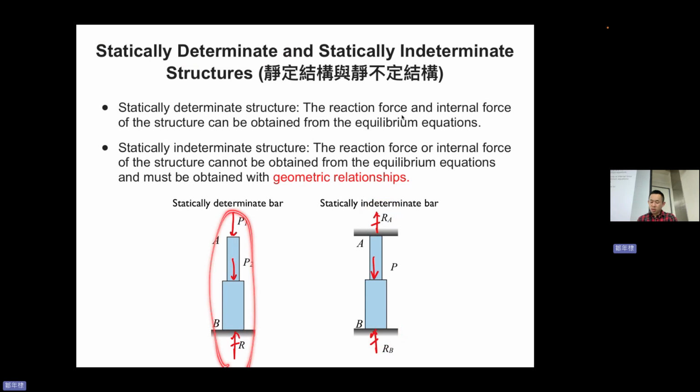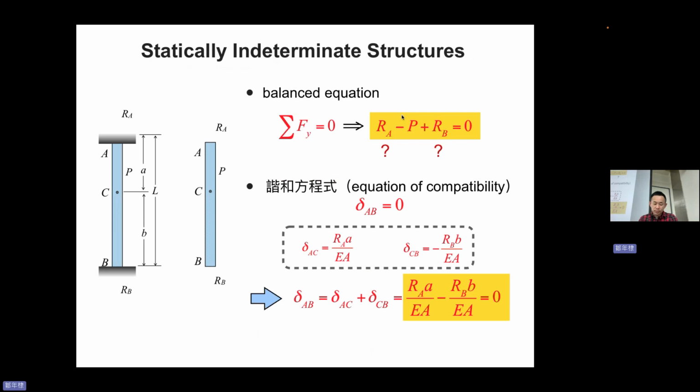Force equations can help you obtain one unknown, but now you cannot. How can we do that? As we said, when God closes the door for you, he opens a window for you. So we need to use the geometrical relationship. I will tell you later. This one is a typical statically indeterminate structure.